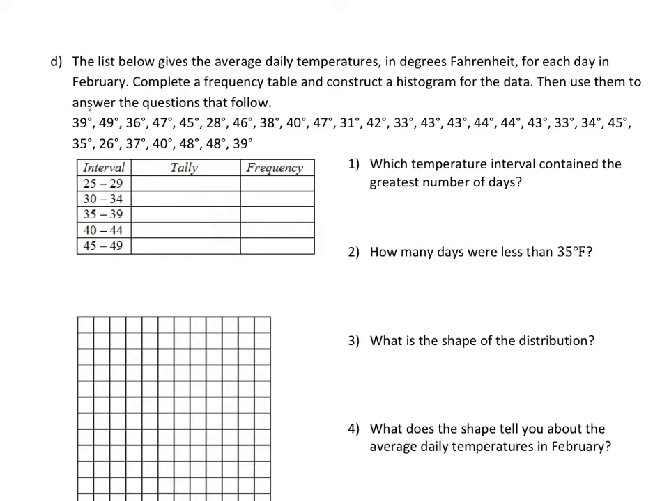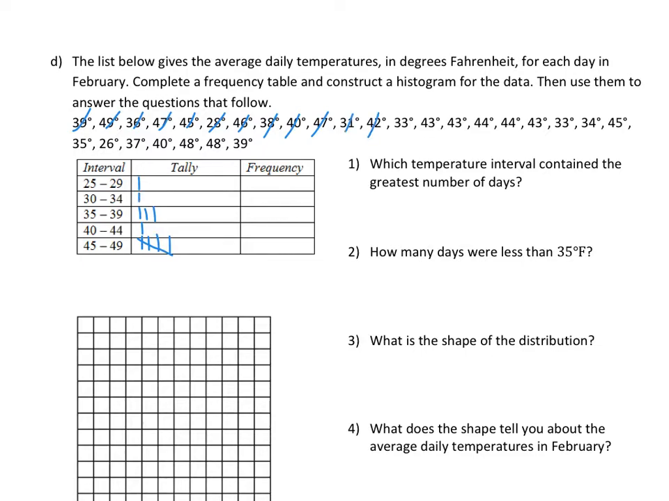So here we have 39. Well, 39 falls in this range. 49, 36, 47. I like to cross them out as I go. 45, 28, 46, 38, 40, 47. Remember, when you get to 5, it's a line across.